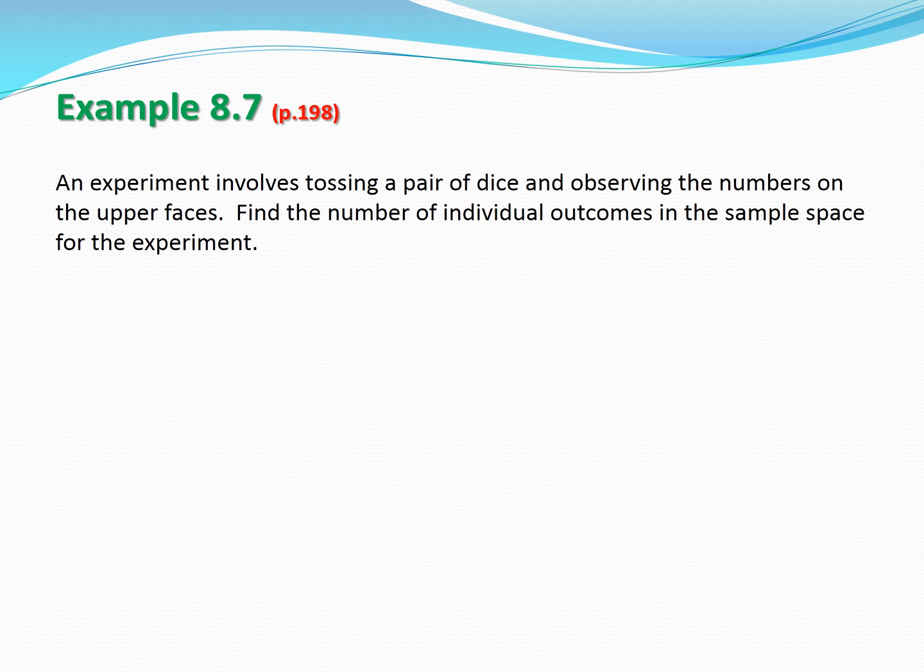For example 8.7, they state, an experiment involves tossing a pair of dice and observing the numbers on the upper faces. Find the number of individual outcomes in a sample space for this experiment. So if you look at your first die, you will have 6 possible outcomes because you can have 1, 2, 3, 4, 5 up to 6 on that die. And then for the second die, you will also have 6 possible outcomes. So in total, you will have 6 times 6, which will be 36 possible outcomes in total.